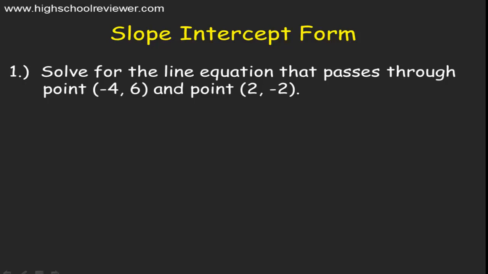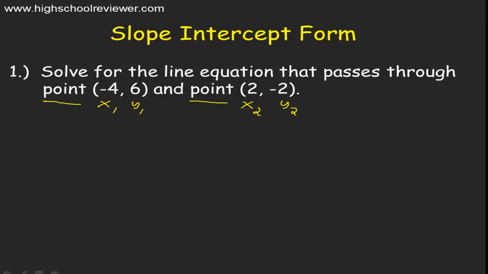First, let us identify x sub 1, y sub 1, and x sub 2, y sub 2. So this is point 1. If this is point 1, our x sub 1 will be -4 and our y sub 1 will be +6. And this is point 2. If this is point 2, our x sub 2 is +2 and our y sub 2 is -2.